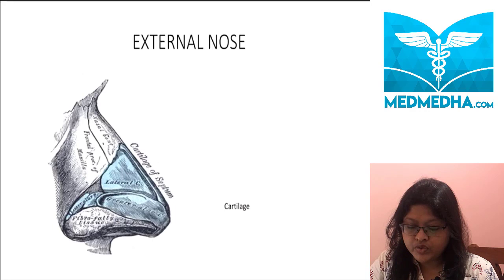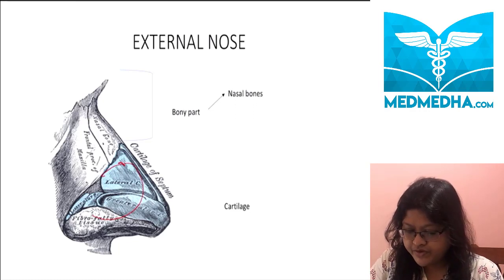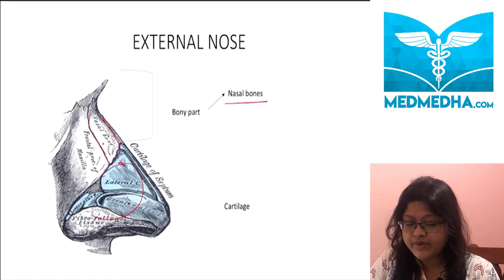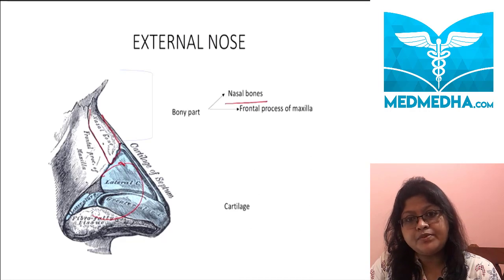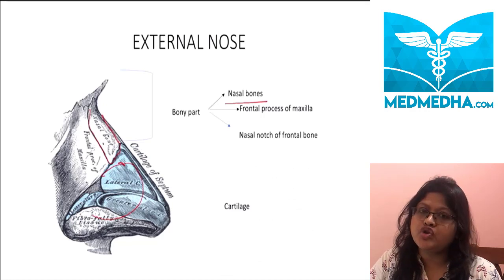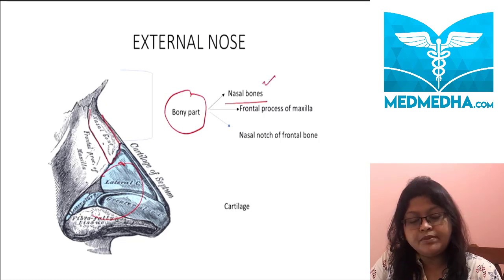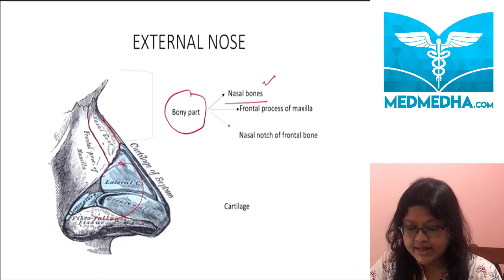So this is the external nose. We are seeing that it has a bony part and a cartilaginous part. This is the bony part, which is composed of nasal bones. First, these are the nasal bones. Next we have the frontal process of maxilla, and the third bone is the nasal notch of the frontal bone. So the bony part is composed of nasal bones, frontal process of maxilla and nasal notch of the frontal bone.